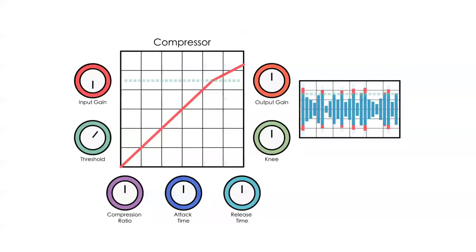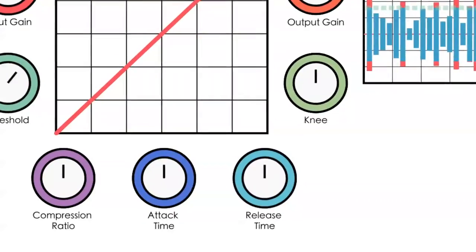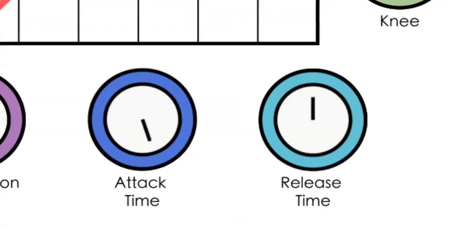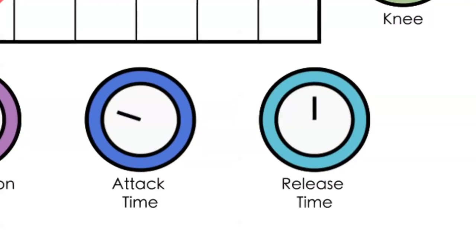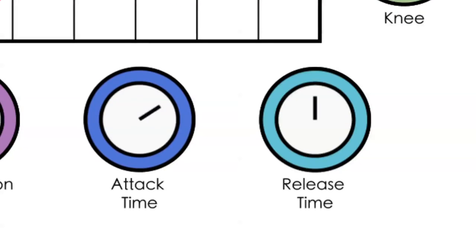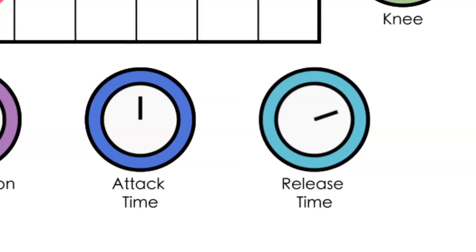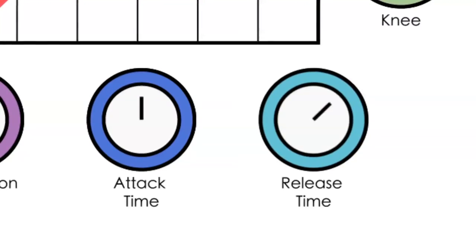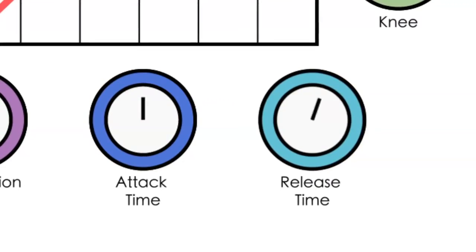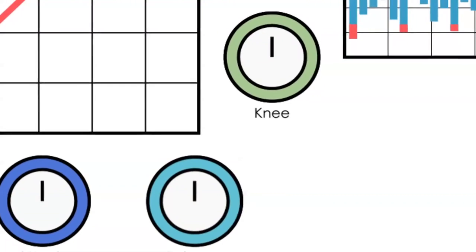The next two things to set are your attack and release time. The attack time controls how long it takes for the signal to become fully compressed after it passes the threshold. The release time is the exact opposite and controls how long it takes for the signal to fully decompress after it drops below the threshold.